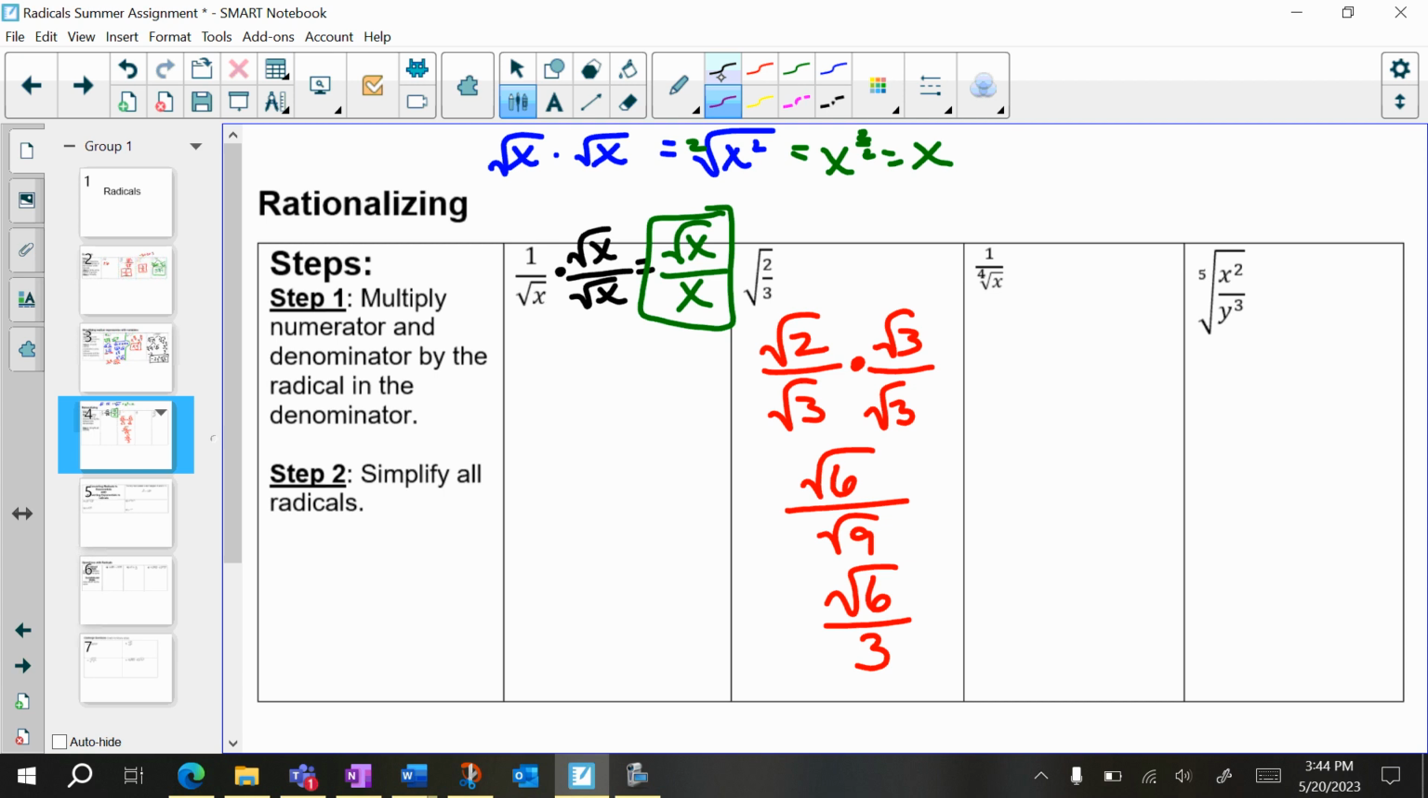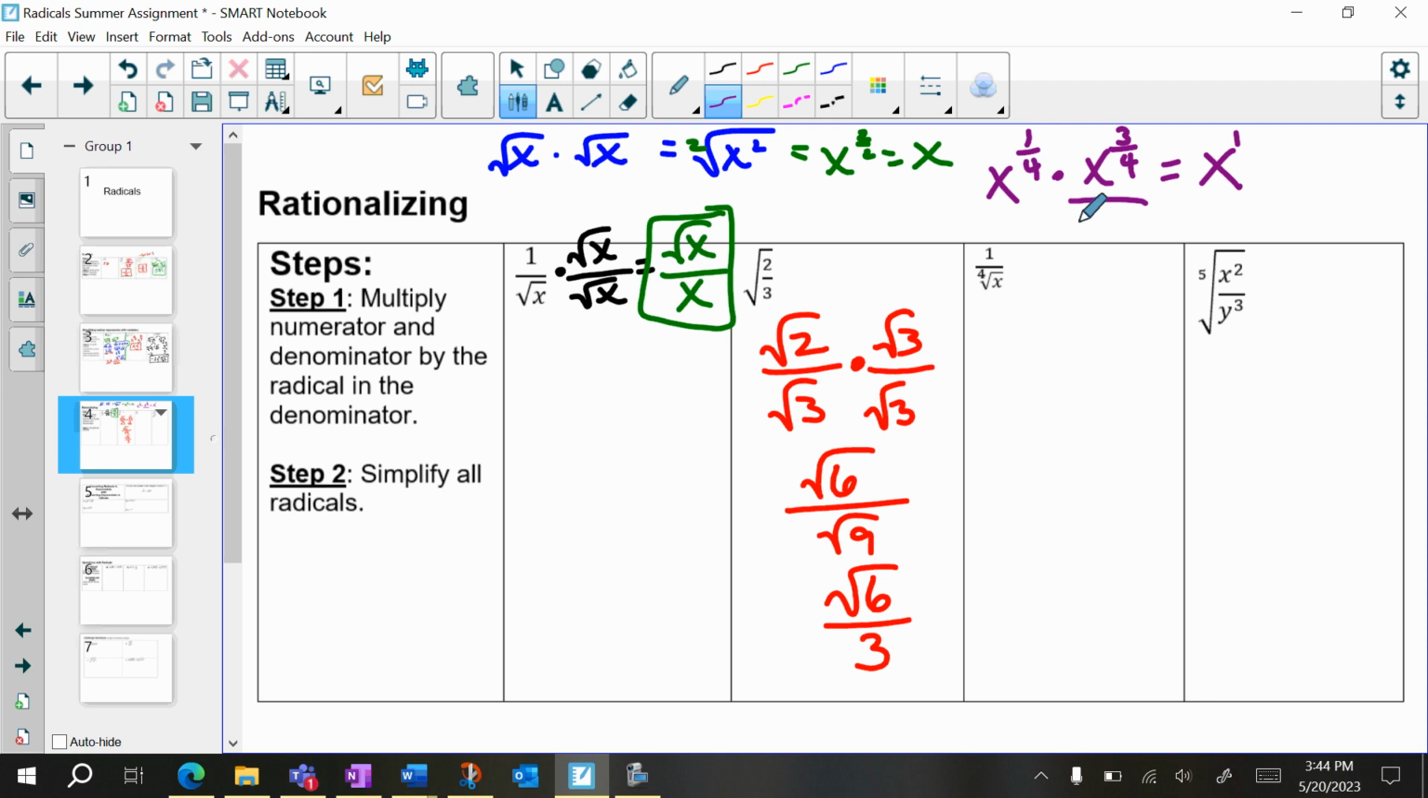Next, I have 1 over the 4th root of x. Now, I have to say to myself, if I have the 4th root of x, which is really x to the 1/4, what do I have to multiply that by in order to just get x? Because I don't want a radical in the denominator. Well, I have to add my exponent, so I want to multiply this by x to the 3/4, right? 1/4 plus 3/4 is 4/4, which is equivalent to 1.